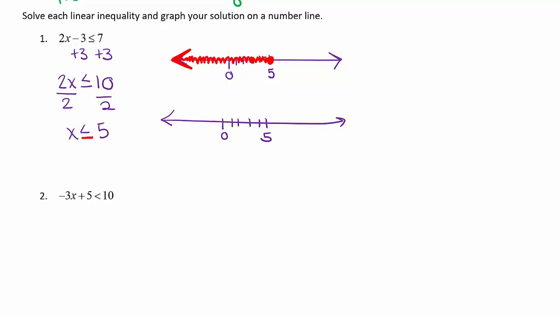Now, I really like using that closed circle to indicate that the 5 is included, but there is another symbol that you might actually end up seeing, and that would be a square bracket like this, and then everything to the left shaded. You can use either symbol. I don't care which symbol that you end up using. I'll probably stick with the closed circle, but I want to give you a heads up that you might see those square brackets. They mean the exact same thing.